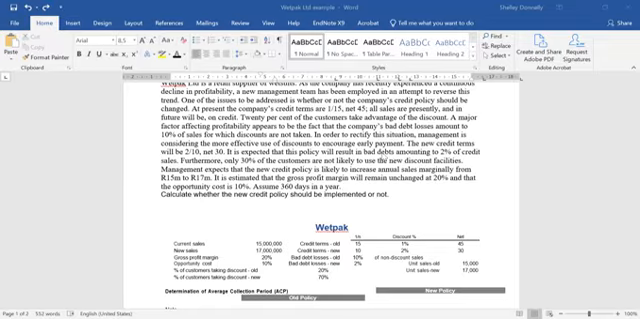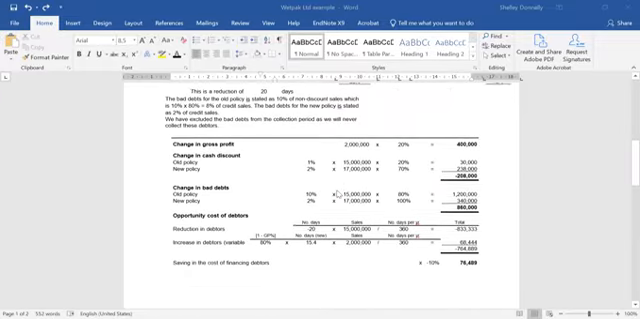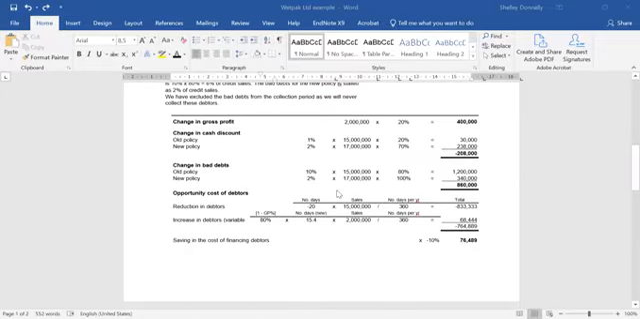The policy will result in bad debts amounting to 2% of credit sales. They didn't specify that it's a percentage of sales for which discounts are not taken. Okay. Again, it's a little bit complicated. It would be very clearly specified for you what was meant.